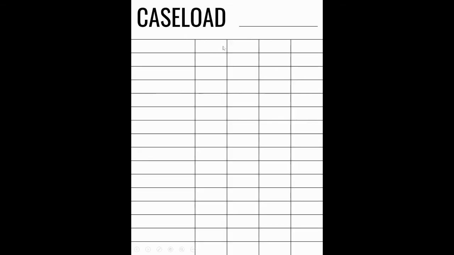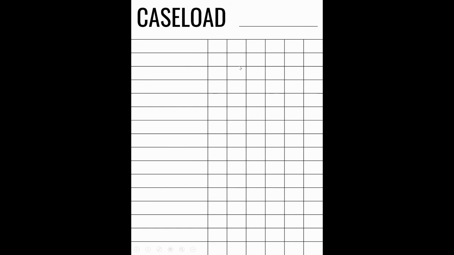And here's one that has the 4 quarters. So you'd put names in the left-hand column. This could be quarter 1, 2, 3, 4. That would be perfect for progress reports.